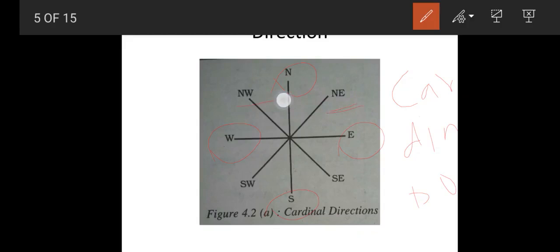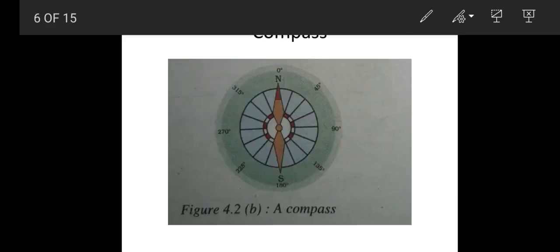Northeast, northwest, southeast, southwest. Here it should not start in east or west. The intermediate directions should start only in north or in south. Northeast, northwest, southeast, southwest: these four are intermediate directions, and north, south, east, west: these four are cardinal points.